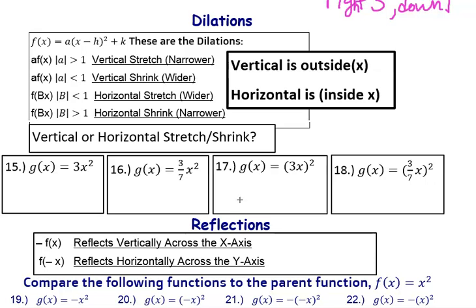This page we have dilations and reflections. So let's go over dilations from the second unit. Remember, if the number on the outside is bigger than 1, it's a vertical stretch. If it's smaller than 1, it's a vertical shrink. And remember, we don't look at the negative sign. That's why we have those absolute value signs around the a. If it's on the inside of the parentheses, however, it will be considered a horizontal stretch or shrink. Horizontal stretches are getting wider, and vertical stretches are getting narrower. Remember that distinction.